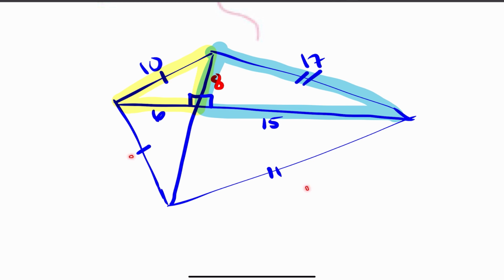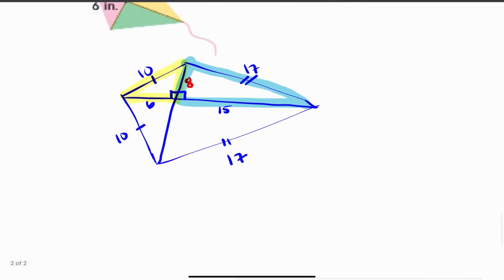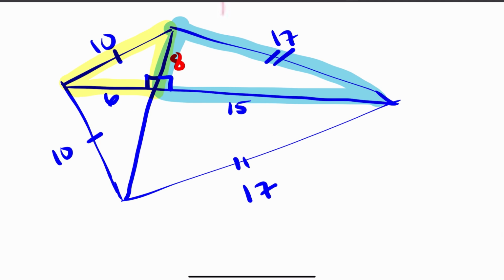And I didn't fill these things in. Since these sides are congruent, if this is 10, this has to be 10. And if this side here is 17, that side is also 17. All right. Okay, cool. Now, what do we have here? Am I missing something? Yes, I am. Dang. I was so ready to be done with this problem, but all right, one more thing.